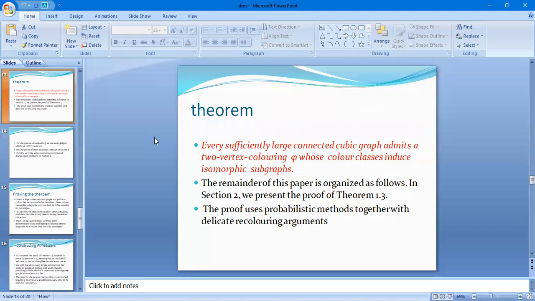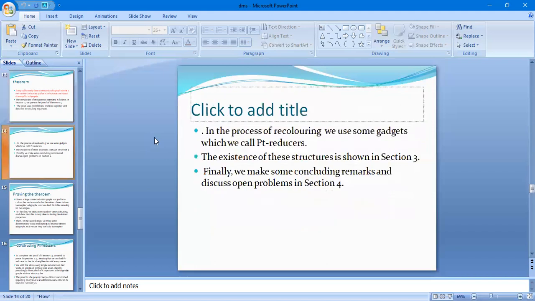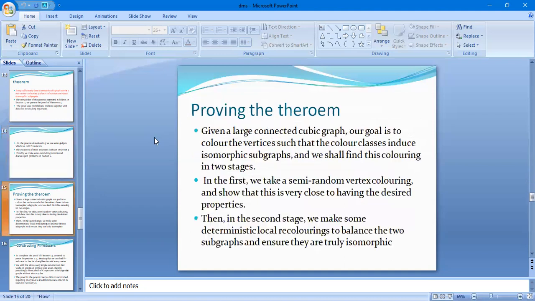The remainder of this paper is organized as follows. In section 2, we present the proof of the theorem. The proof uses the probabilistic method together with a recoloring argument. In the process of recoloring, we use some gadgets which we call PT reducers. The construction of these structures is shown in section 3. Finally, we make some concluding remarks and discuss open problems in section 4.